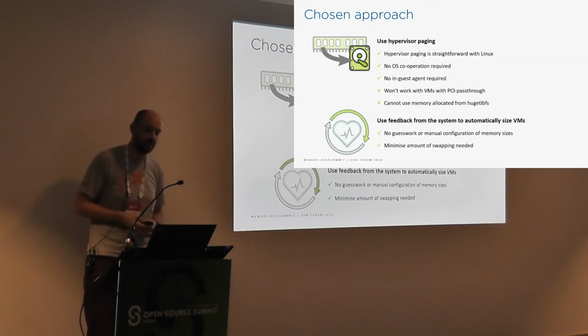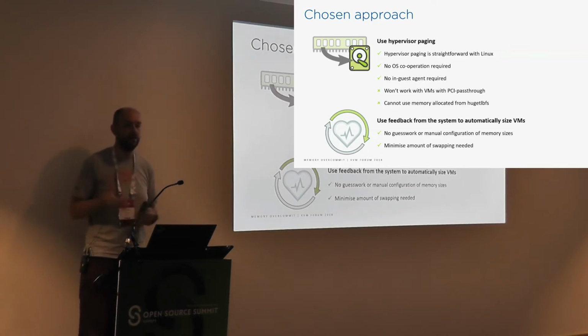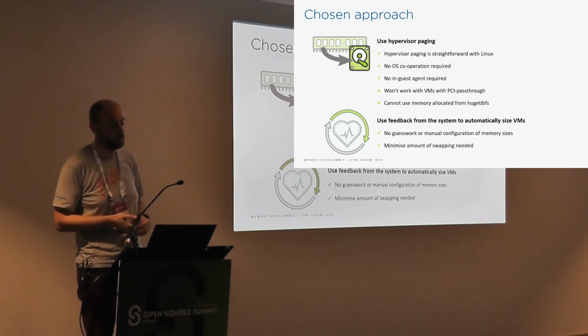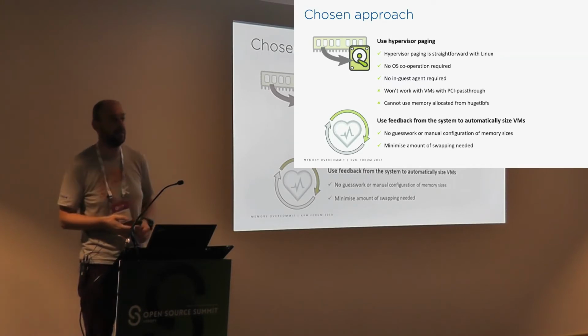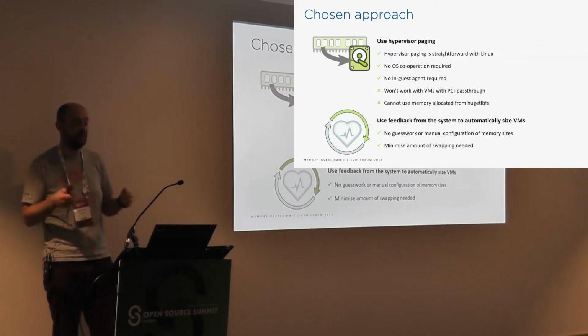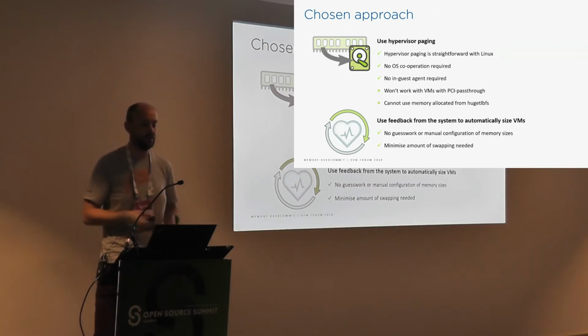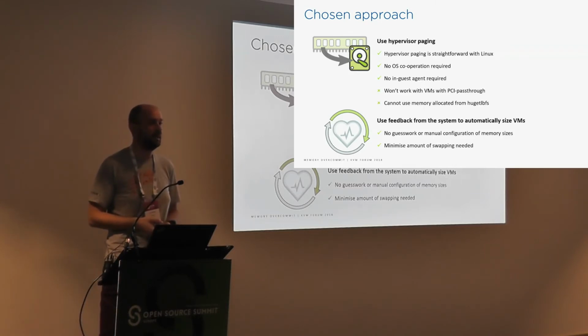There are some drawbacks. This won't work with VMs that use PCI pass-through because the IOMMU is not plumbed into the swap mechanism. And similarly, we cannot use memory allocated from the hugetlbfs, which is what we normally do on the Acropolis hypervisor. But again, that's not plumbed in to swap in the same way as the standard anonymous memory is in Linux.